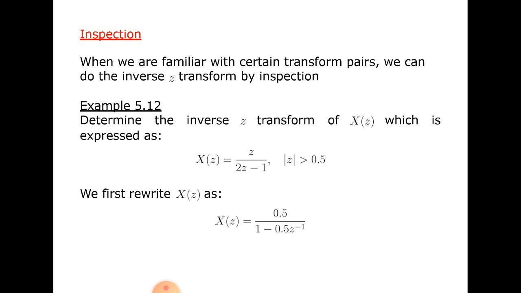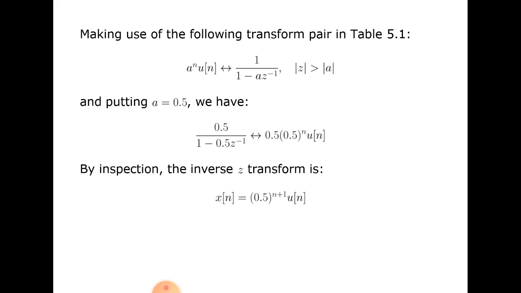Determine the inverse Z transform of x of z, which is expressed as x of z equal to z divided by 2z minus 1, where modulus of z is greater than 0.5. First we write x of z equal to 0.5 divided by 1 minus 0.5 z power minus 1. Using the following transform in the table, a power n into u of n lies between 1 divided by 1 minus a into z power minus 1, where modulus of z is greater than modulus of a, and putting a equal to 0.5, we have 0.5 divided by 1 minus 0.5 z power minus 1 lies between 0.5 into 0.5 power n, so x of n is equal to 0.5 power n plus 1 into u of n.